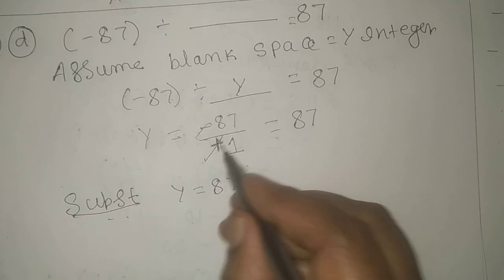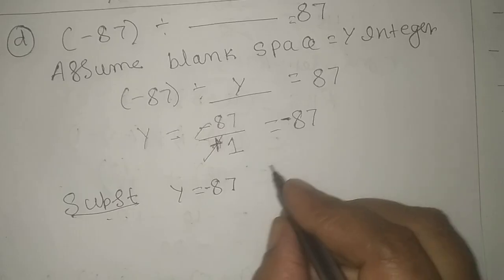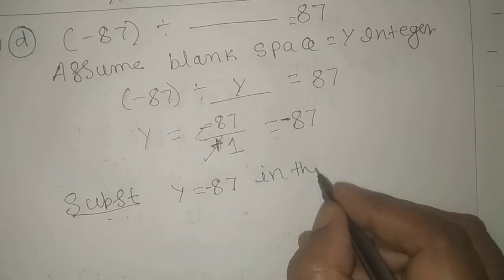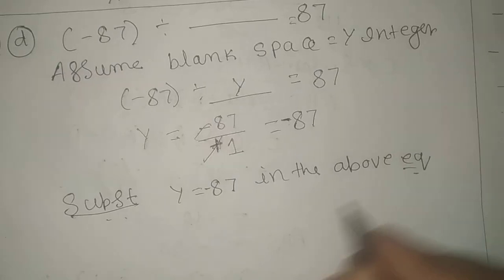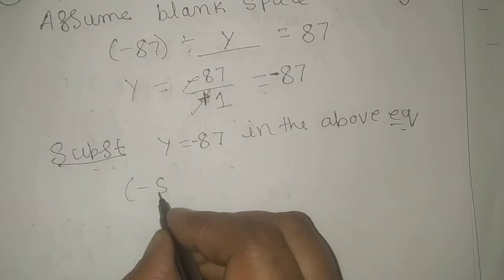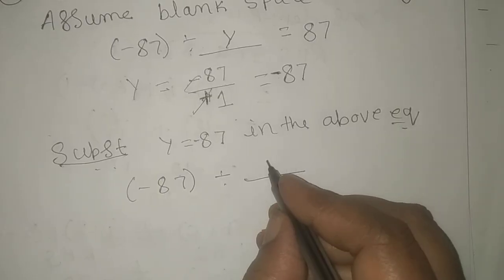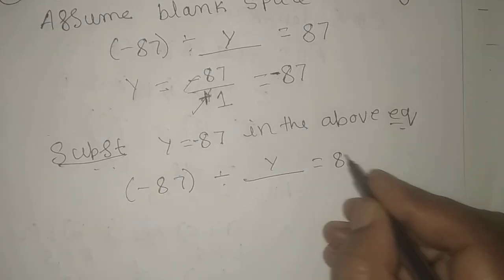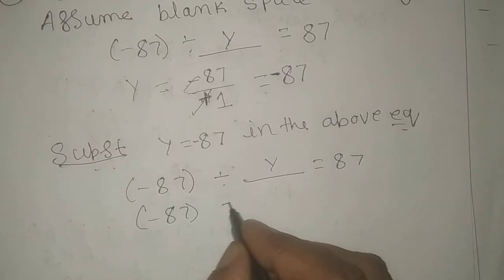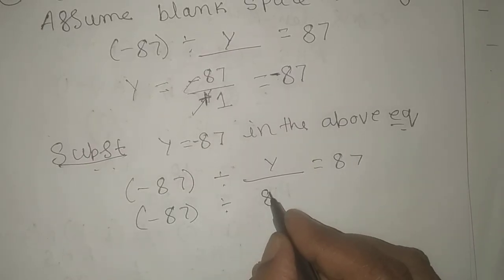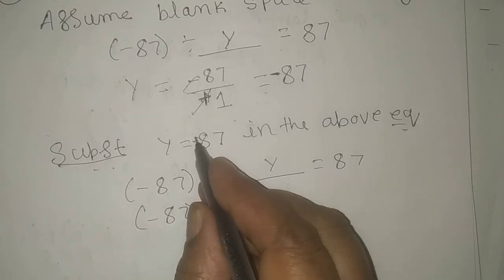Sorry, this is plus 1, so we have to get minus 87 in the above equation. So substitute minus 87 in the given equation: minus 87 divided by blank is what? Y is equal to 87. Therefore minus 87 divided by y is 80. Y is minus 87. See here.